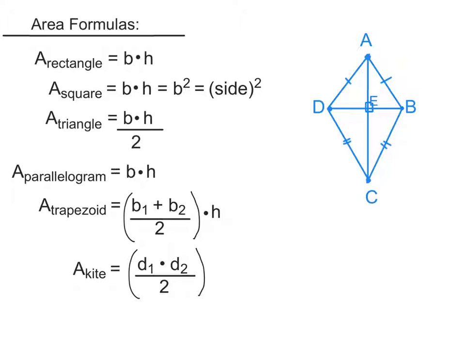Quickly, I think it's important to point out every single formula has a multiplication sign in it. So b times h, b times h, b times h divided by 2, b times h. Diagonal 1 times diagonal 2. Do not mix these up. In the trapezoid, you are averaging the bases, but multiplying it by the height. In the kite, it is all multiplication.